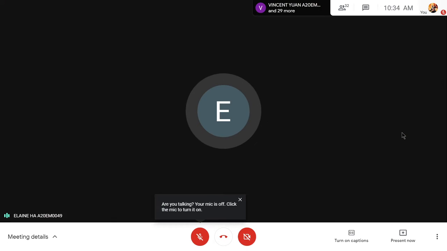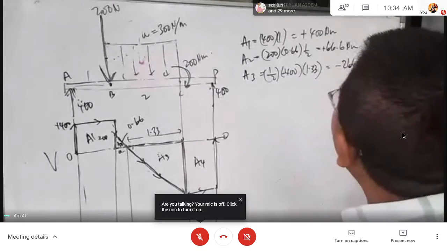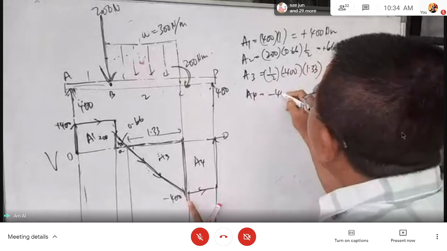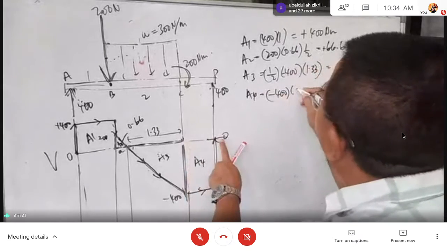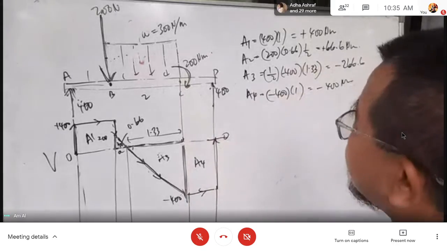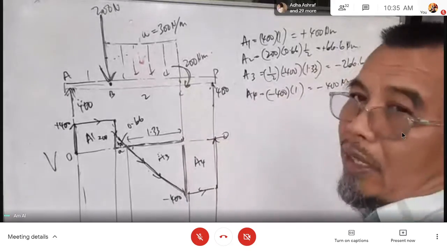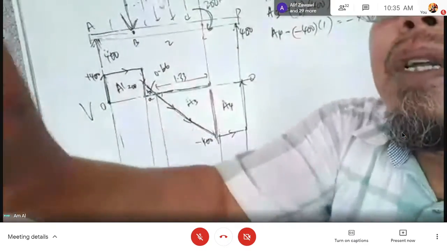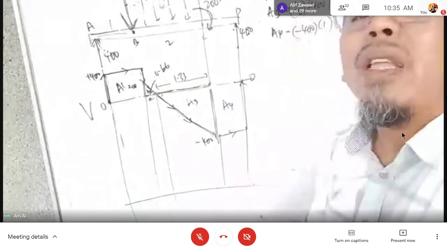Negative 266. Okay? Negative. And then A4 is minus 400 times the area is 1 there. So negative 400 meter. Very clear there. Now you want to plot the graph. Look carefully. Yeah, look carefully.